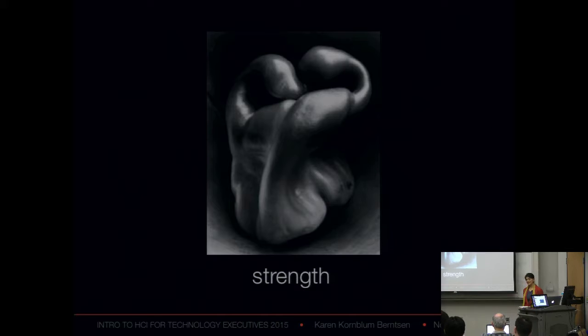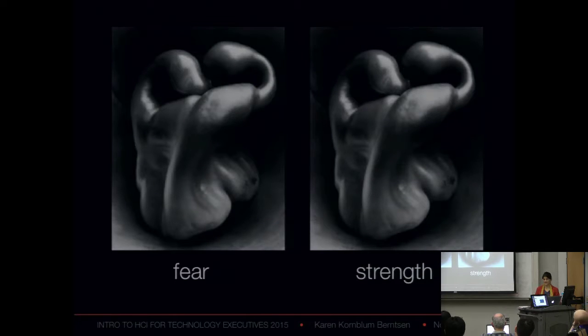Does this text make sense with this image? So how can it be that the two words that mean the opposite, strength and fear, both work with the same image, right? That's the power of using text and image, and that's the ambiguity where there's an opportunity for designers to really influence meaning.